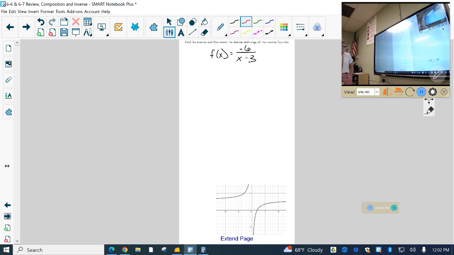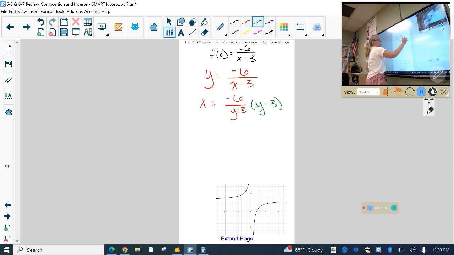All right, find the inverse and then state the domain and range of the inverse function. Okay, well, I'm going to flip x and y. I'm going to change f of x to y, so y equals -6 over x minus 3. Flip them, so x equals -6 over y minus 3. Now, how do I do this? Well, to get rid of this, I'm just going to multiply both sides by y minus 3, so I can cancel them out when it's in the denominator.